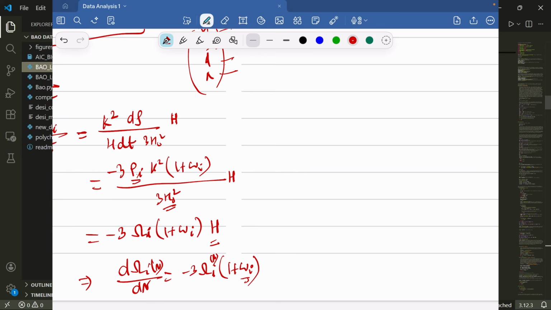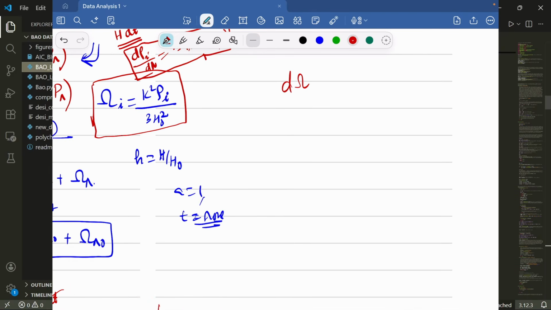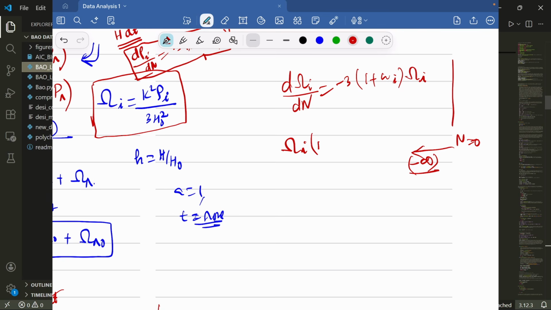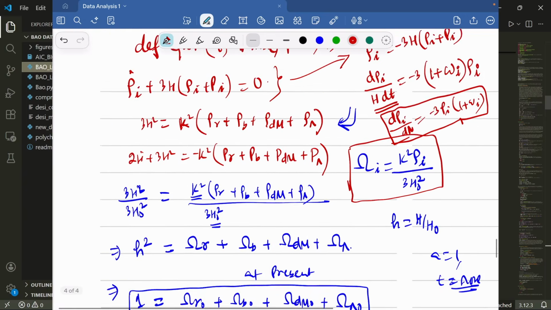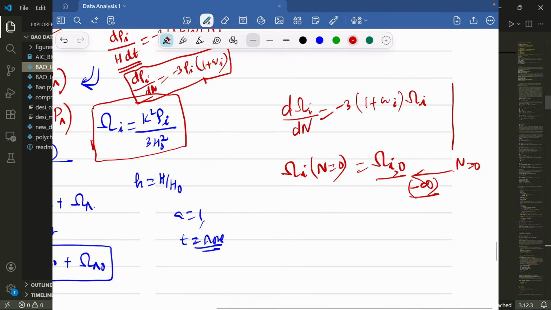Everything is gone, correct? So now when we solve this first order differential equation, how many initial conditions do we need? Just one. Since I am going backward in direction, when I solve d omega_i over dN is equal to minus 3 omega_i (1 plus w_i), I am actually integrating from N equal to 0 to the past, let's say minus infinity. So I am setting my initial condition omega_i at N equal to 0, which becomes omega_i,0. Now you can get the constraints. Now how will I get my constraint? Omega_i0, I don't know.